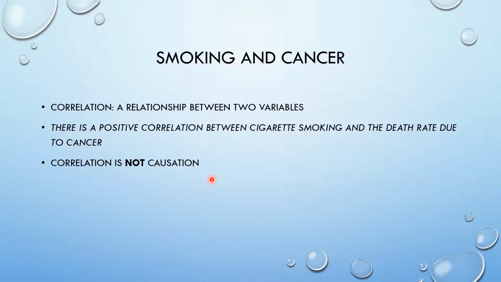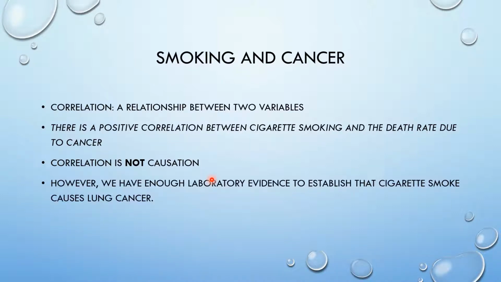Basically, correlation is not causation. You must know that. However, we have enough laboratory evidence to establish that cigarette smoke causes lung cancer. Chemically, we have the data that shows that cigarette smoke actually causes lung cancer. But for example, let's say I collected data and said 80% of smokers have lung cancer. However, only 30% of non-smokers have lung cancer. This does not indicate a causation relationship. It only indicates a correlation relationship, and you need to be able to distinguish between those two.